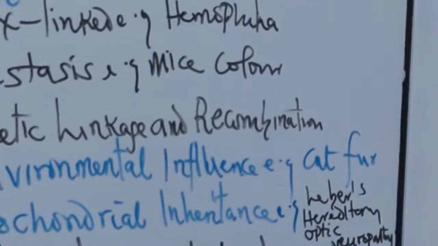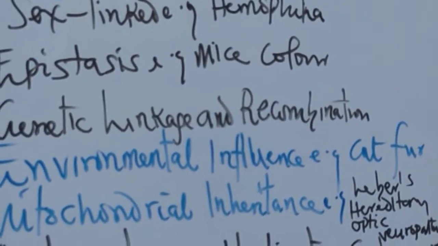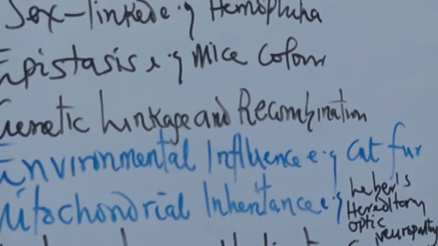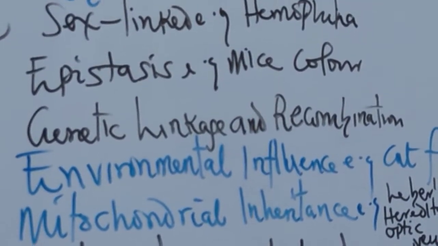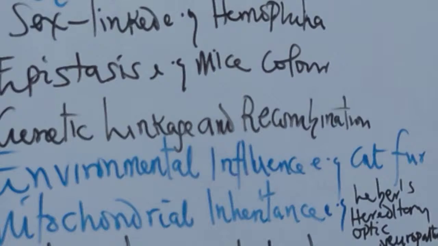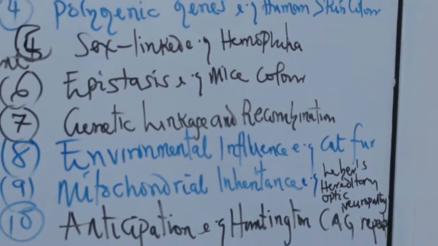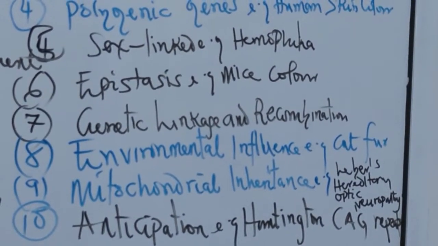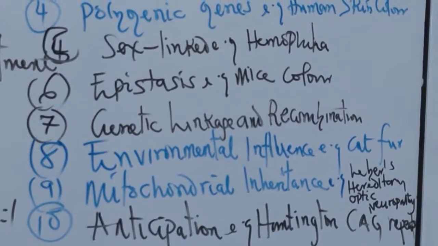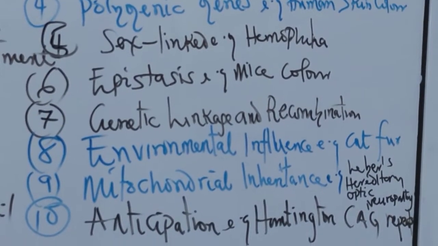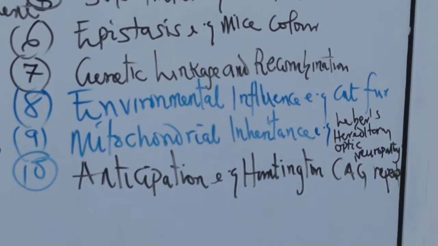And we also observe that in cats, the cat fur will actually depend on the increase in temperature. So that is a situation whereby the environment will have a great influence in determining what the genetic combination or genetic constitution could actually be. Then number 9, that is mitochondrial inheritance.